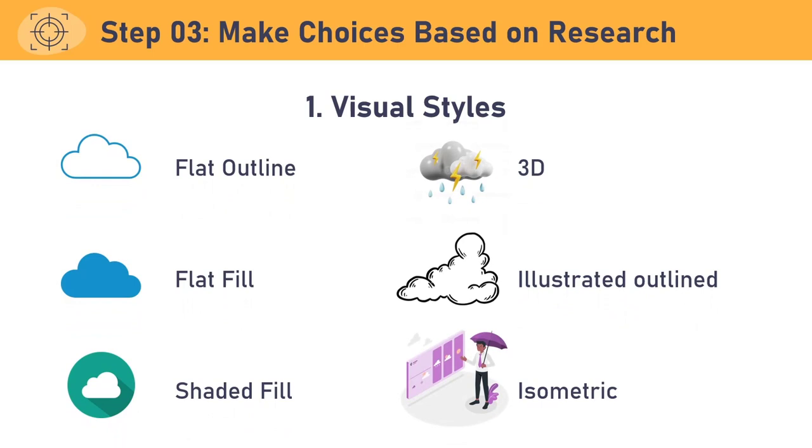So we have a flat outline, a flat fill, which is the same as this one, but this one is filled with color, and the shaded fill, where we have a shadow kind of effect, 3D icon, illustrated outline, which is like a cartoon, and the last one is isometric. It's quite popular when designing your infographic. You can see from the internet, and you guys can also consider using it.